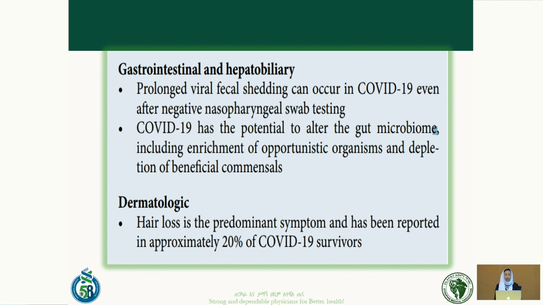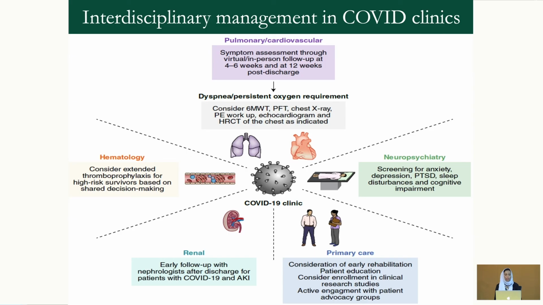From dermatology, the commonest is hair loss. So 20% of patients can complain of hair loss. So it requires interdisciplinary management. So for hematology, persistent thrombosis and DVT-PE is a risk. So dyspnea and persistent oxygen requirement is the commonest manifestation, but also follow-up in renal and primary health care, for rehabilitation and patient advocacy groups.